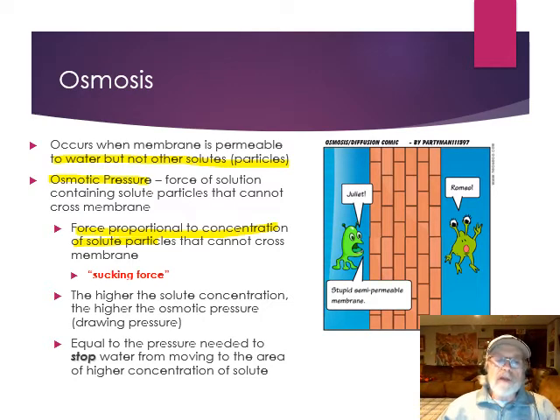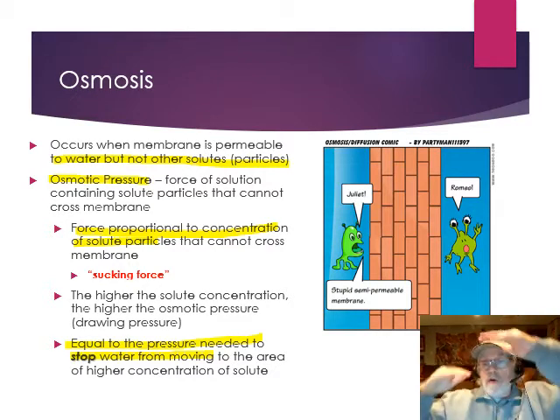So the higher the solute concentration, the higher the osmotic pressure. Again, the solute is the particles. A higher solute concentration means that side of the membrane would be much more concentrated. Therefore, because it has much more concentration, it has a higher drawing or sucking pressure to pull the water from something that's more dilute over to the more concentrated side. The pressure eventually becomes equal, to the point where water will stop moving when we finally get that equalization, where the concentration on one side of the membrane is equal to the concentration on the other side of the membrane.